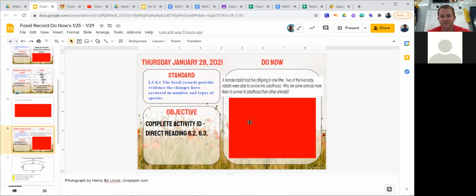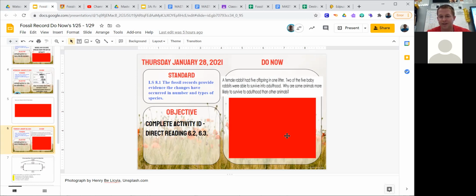Then Thursday, a female rabbit had 5 offspring in 1 litter. 2 of the 5 baby rabbits were able to survive into adulthood. Why are some animals more likely to survive to adulthood than other animals? So some animals survived because they had the correct adaptations, the correct features that let them survive. So maybe it was lighter color fur. Maybe we're talking about rabbits that live in a lot of snowy areas.